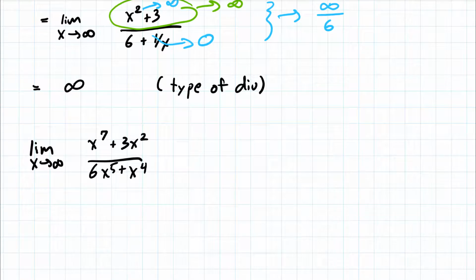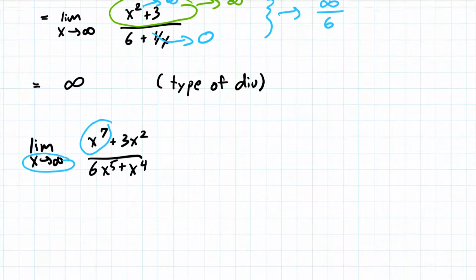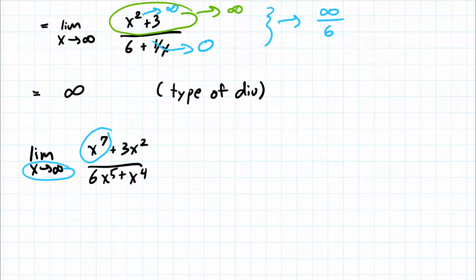Now, the way to think about this problem is, since x is going to infinity, eventually x is huge, so x to the 7th is unbelievably huge. And adding on to it a small 3x squared hardly matters because x to the 7th is so big. Similarly, this x to the 5th here is unbelievably large when x gets really big. I mean, you take a huge number and take it to the 5th power and it's unbelievably big. It barely notices a small x to the 4th that's been added.